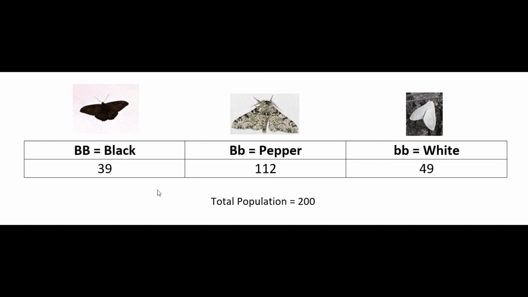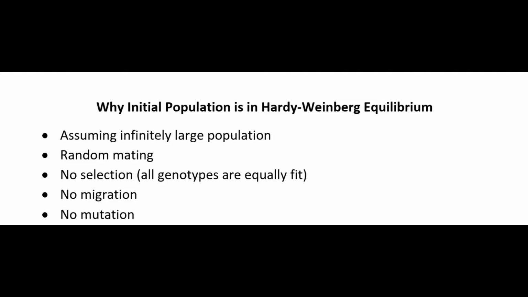In our original population, we're in a lab situation where we have a total of 200 moths. Over here, we have an allele of big B equaling black moths and an observed number of 39. We also had 112 peppered moths with the allele big B little b, and we had 49 white moths, little b little b. We want to test to see if our initial population is in Hardy-Weinberg equilibrium.